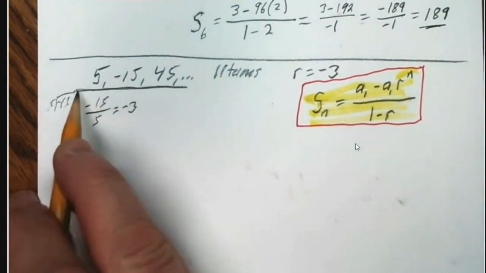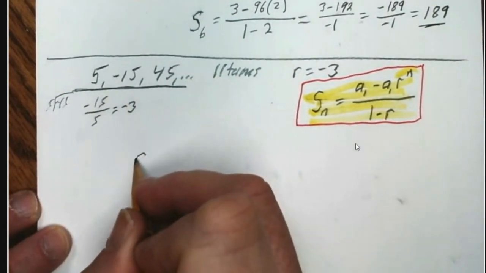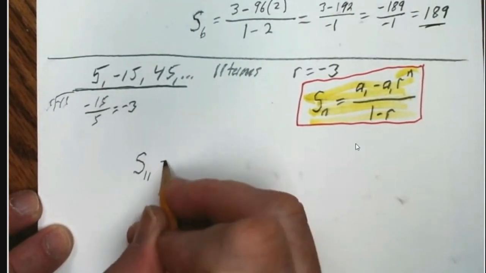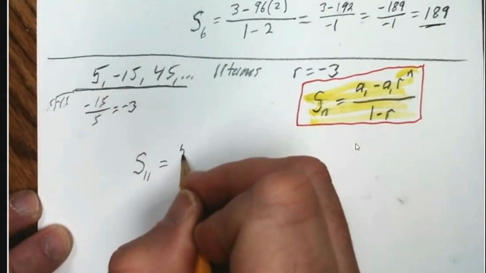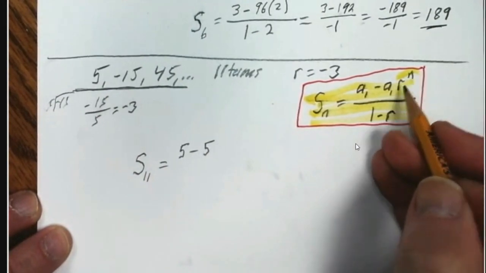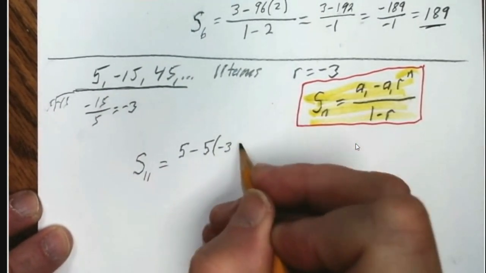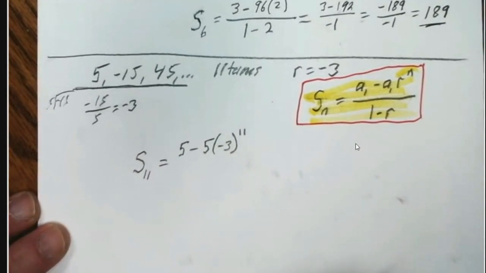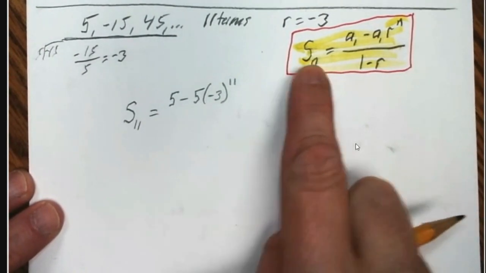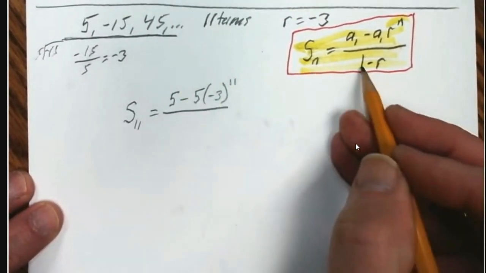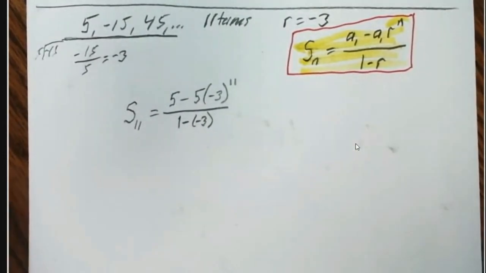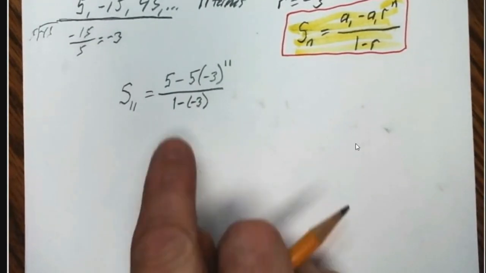Here's our sequence. So S sub 11, because we want the first 11 terms, equals A sub 1. A sub 1 is 5, minus A sub 1 again, 5, times R to the n, negative 3 to the 11th. All right, because that's what our ratio is, and n is our number of terms. We want the first 11. Over 1 minus R. 1 minus the R is negative 3. So I'm going to write it like that just to remind ourselves we're subtracting a negative.